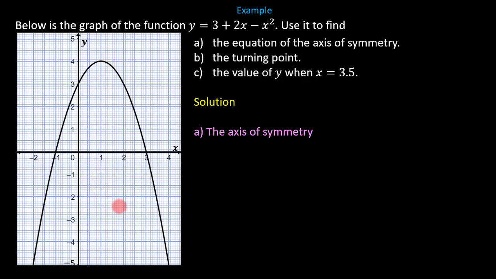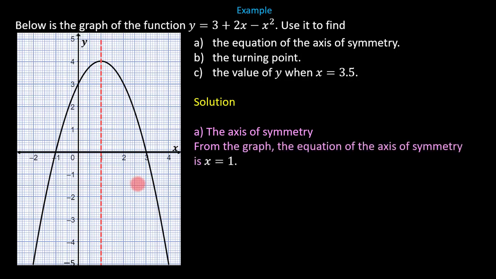So we can trace a vertical line as seen on the screen. Okay, now since the vertical line passes through x equal to 1, then from the graph, the equation of the axis of symmetry is simply x is equal to 1. Let's come to the b, the turning point.